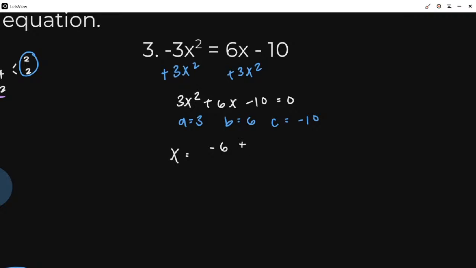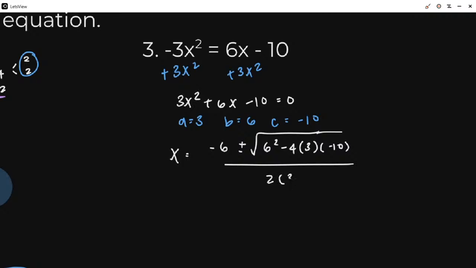So when we plug it into the equation, we get negative 6 plus minus square root of 6 squared minus 4 times 3 times negative 10 over 2 times 3. So we can simplify that and we'll get 36 plus 120 over 6.